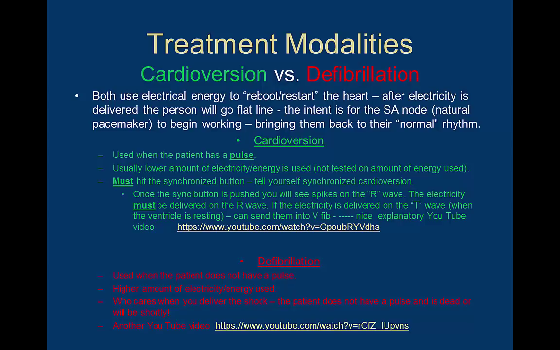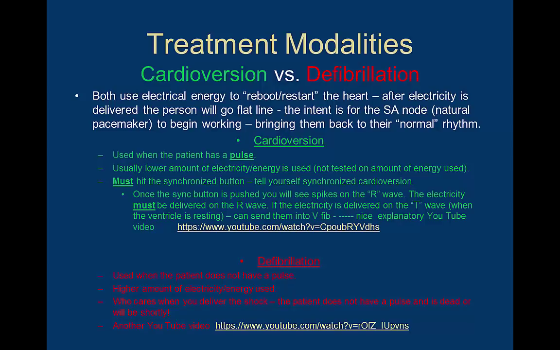A lot of students get confused between when do I cardiovert and when do I defibrillate. So let's look at both of these so that you can have a reminder. Both cardioversion and defibrillation are used to reboot or restart the heart. In other words, we want to completely stop whatever electrical rhythm is there in front of us on the paper, and we hope that the SA node will then restart normally, that they'll be back in a normal sinus rhythm. That's the whole purpose of cardioversion and defibrillation.